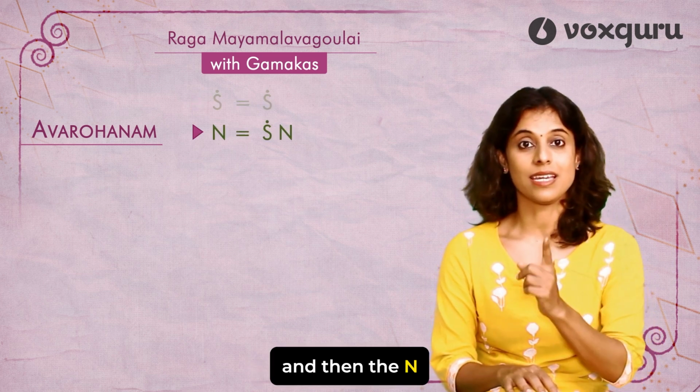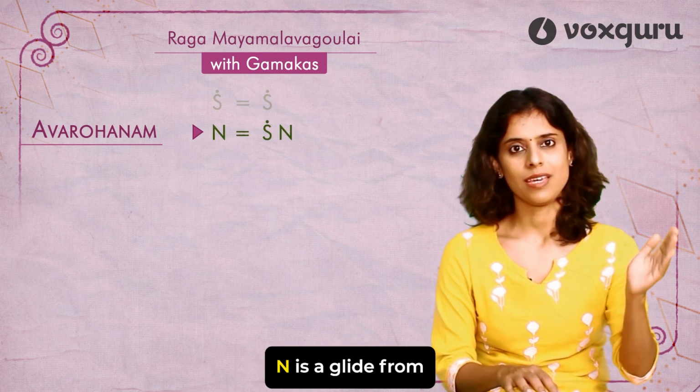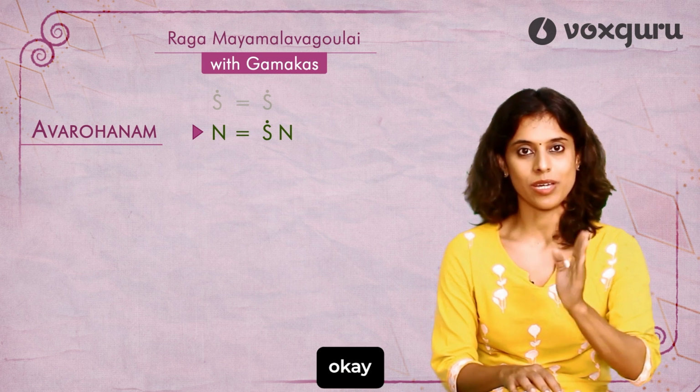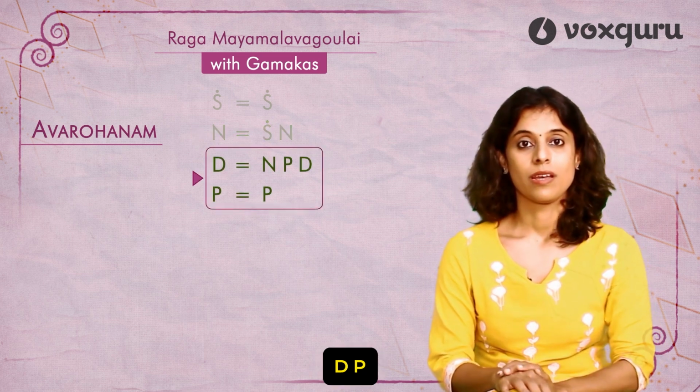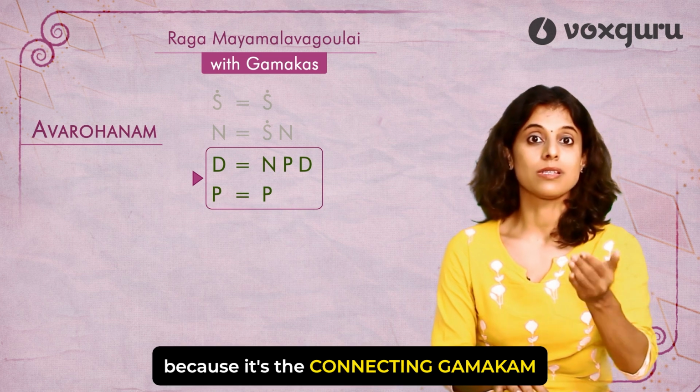Sa. And then the Ni. Ni is a glide from Sa to Ni. Okay. Ni. Then Da Pa. Now again I am singing Da and Pa together because this is a connecting Gamakam.